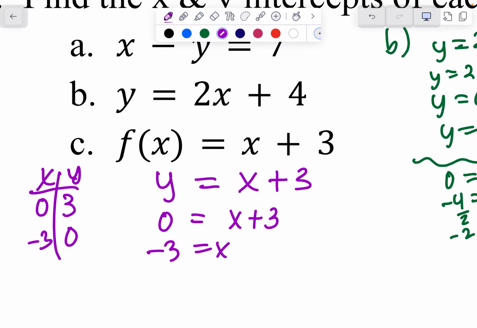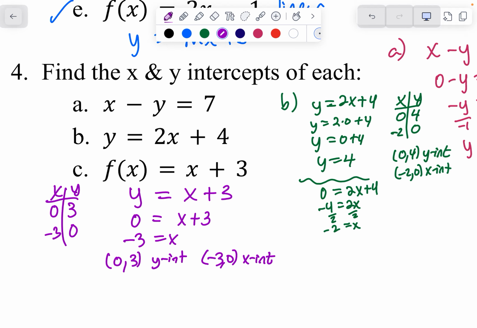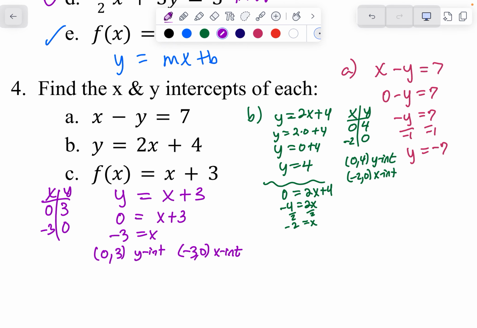So all you need to do for me is just summarize what you found. (0, 3) is the y-intercept. (-3, 0) is the x-intercept. That's all you got to do. So there will be 1 or 2 that are in standard form, 1 or 2 that are in slope-intercept form. Okay. Do we have any questions about how we go about finding the intercepts? Any questions at all about that section of things? You guys good with number 4?